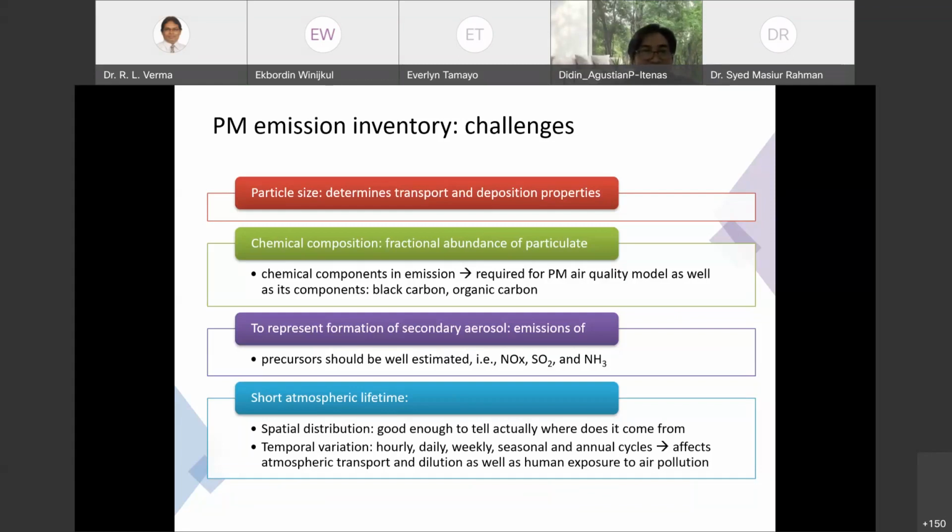And then, as we know, for a short atmospheric lifetime, the spatial distribution is good enough to tell where it comes from. And then for temporal variation, hourly, daily, weekly, of course this is very complex, because the impact is big, but we don't have enough knowledge to resemble all of these factors in air quality modeling applications, for example.